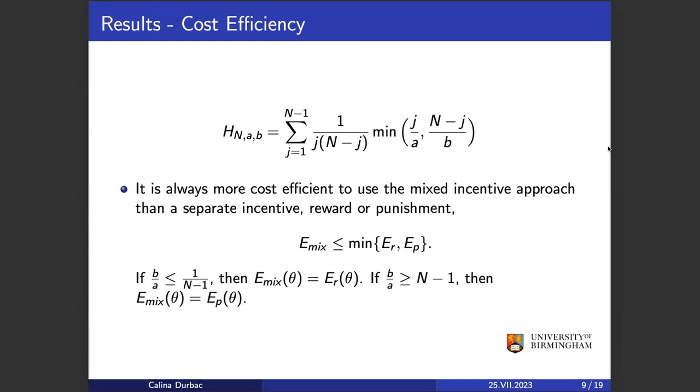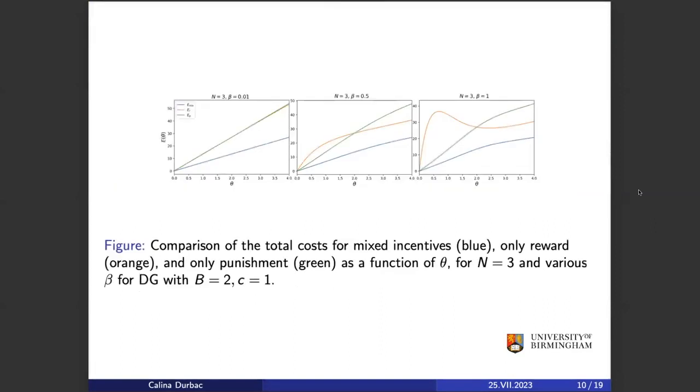Our first and main result is the fact that it is always more cost efficient to use the mixed incentive approach as opposed to a separate one, either using reward or punishment. And in certain cases, if it's really cheap to reward, then our mixed cost function will turn into reward. And equally, if it's really cheap to punish, then our mixed cost function will turn into punishment. And that's the first result.